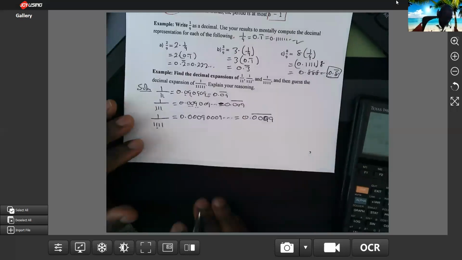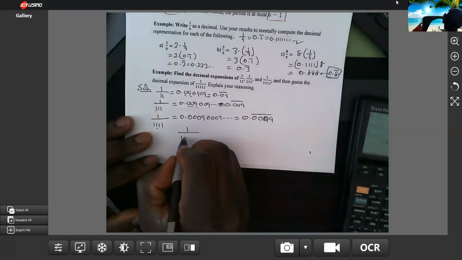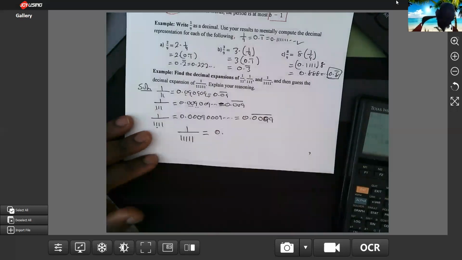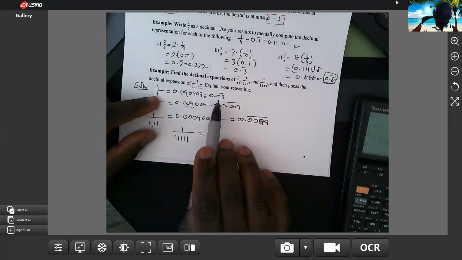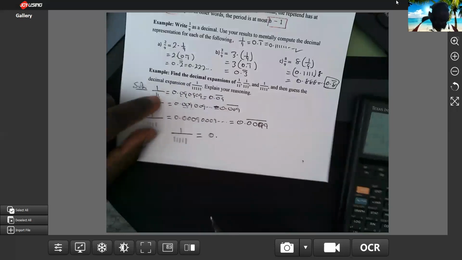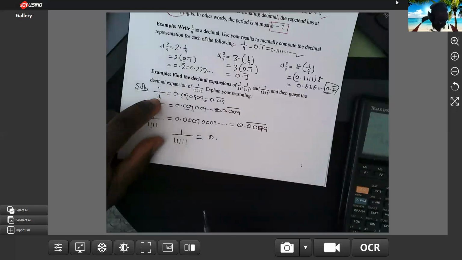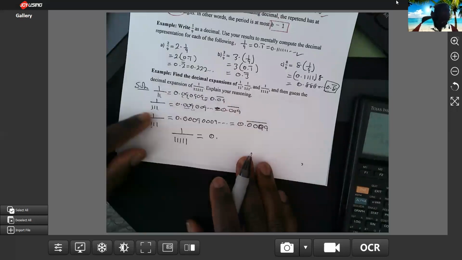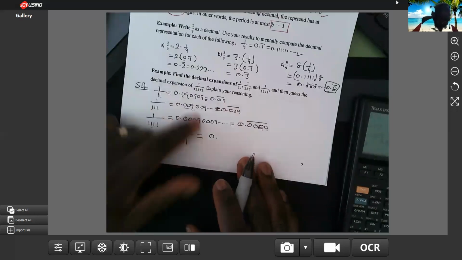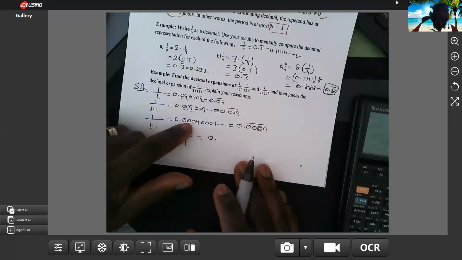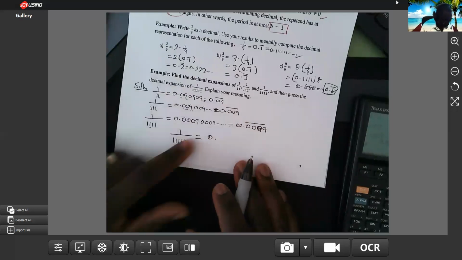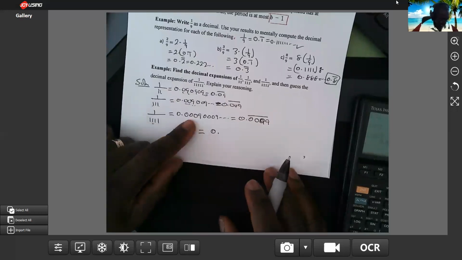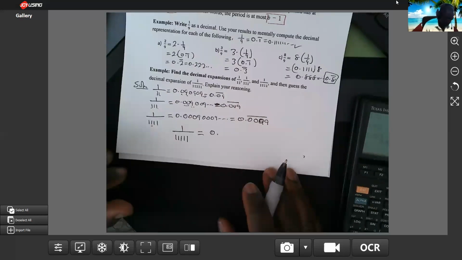So now, what can you guess for 1 over 11111? And what would be the reason? Now the reason is this. If you have 1 divided by 11, that's 2 ones in the denominator, there is 1 zero and a 9. You have 3 ones, you get 2 zeros and a 9. If you have 4 ones, you get 3 zeros, and that is the number of ones in the denominator minus 1. That gives you the number of zeros that come before the 9 after the decimal point.